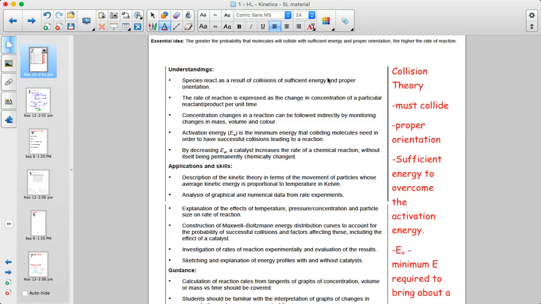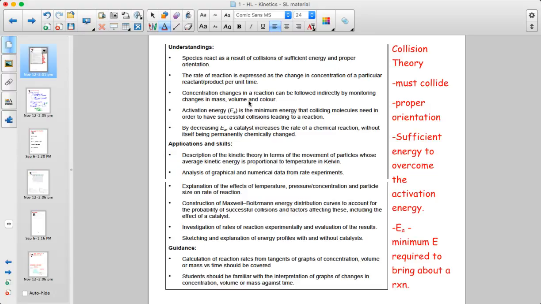Okay. Other things: the rate of reaction is expressed as the change in concentration of a particular reactant or product per unit time. So the definition of rate of reaction is either the increase in a product concentration per time, or it's the decrease in a reactant concentration per unit time. Those are the technical units to measure rate of reaction in. You can also follow how quickly a reaction is progressing a little bit more indirectly by measuring mass, volume, or color, something that we'll look at further.